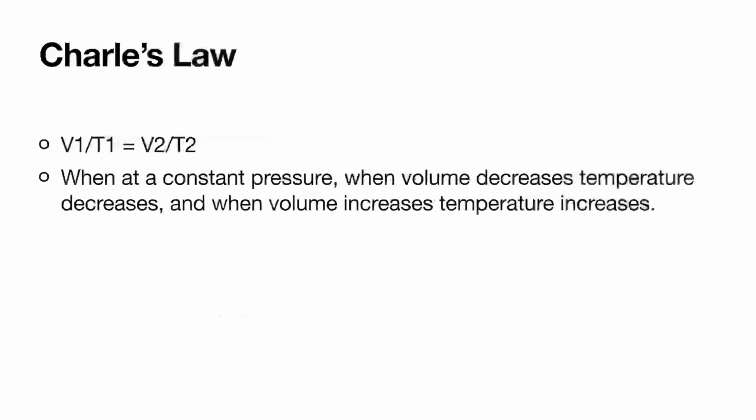Moving on to Charles' law, this is for gases that are held at constant pressures. So this says when the volume decreases, the temperature also decreases at a constant pressure. So the equation for this, volume 1 over temperature 1 is equal to volume 2 over temperature 2.